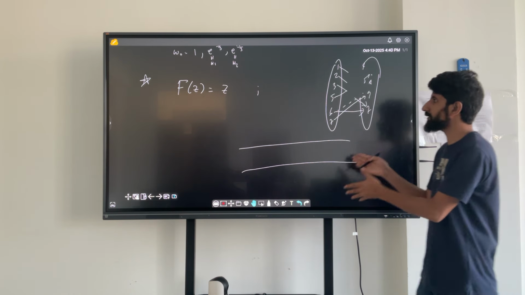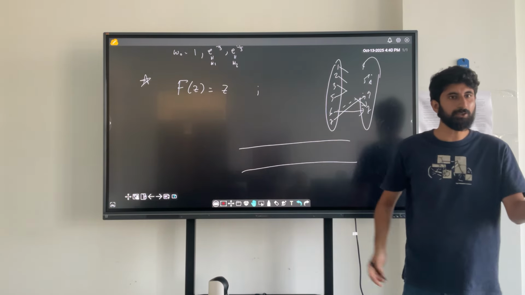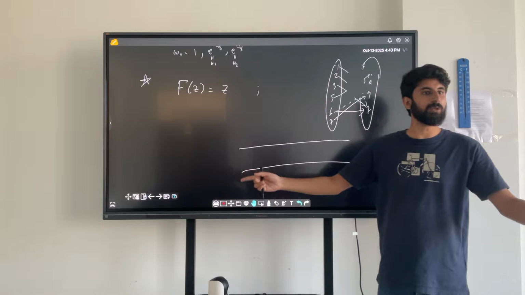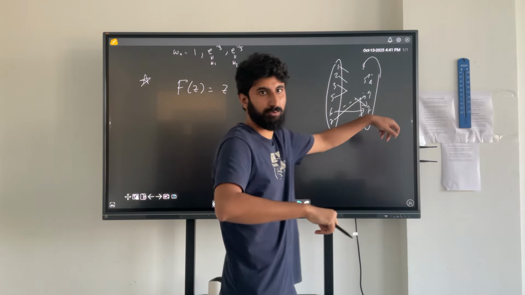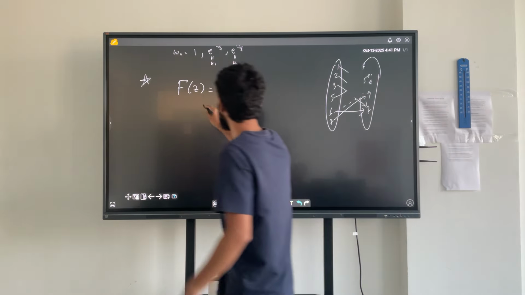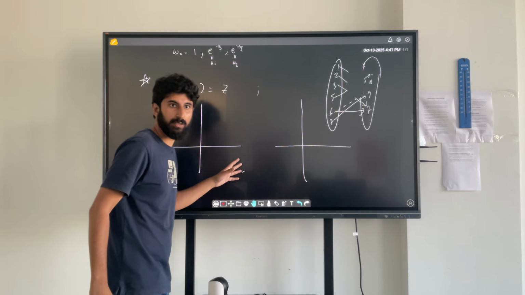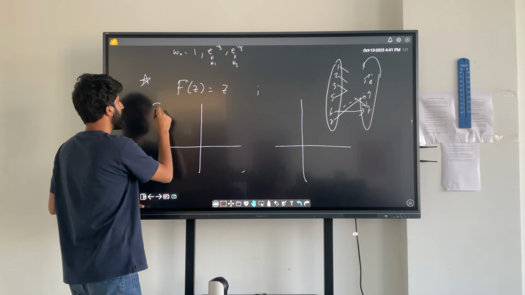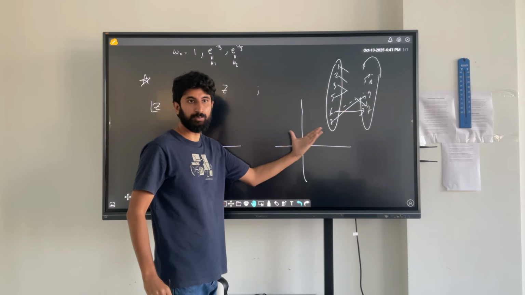The same ideology gets transferred to complex functions. But your inputs come from a complex plane, and outputs are also in a complex plane. So there are 2 complex planes, just like you had 2 real lines, one containing inputs and one containing outputs. So 2 complex planes. This one will have inputs, basically your z, and this will be your outputs.